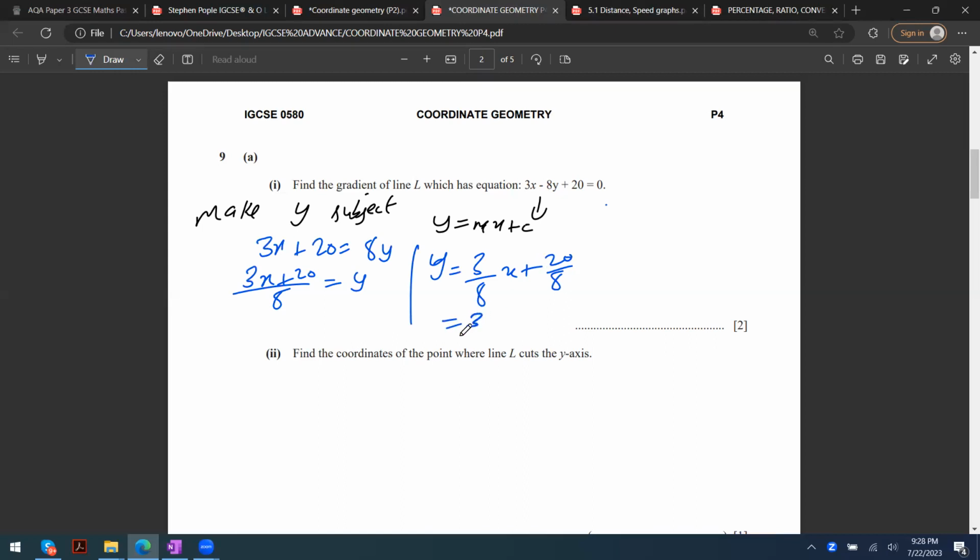3 over 8x plus, 5 fours are 20, 4 twos are 8, 5 over 2. So what is the gradient now? 3 over 8. So Chavez, you were close, but you also need to divide everything by 8. Yeah, sir, it was just a guess at the start. Yes, but make sure the equation is in the form y is equal to mx plus c. Then you can take the value of m, which is the coefficient of x. Let's move on. Any question? Please tell me.